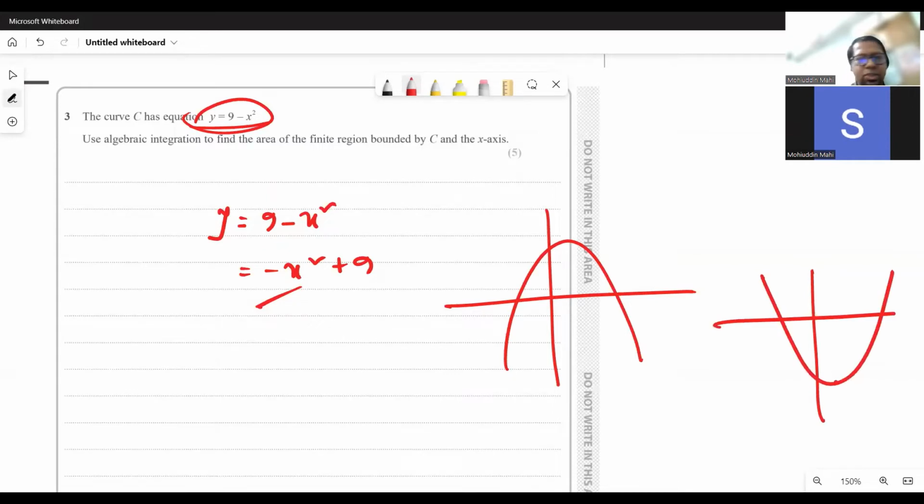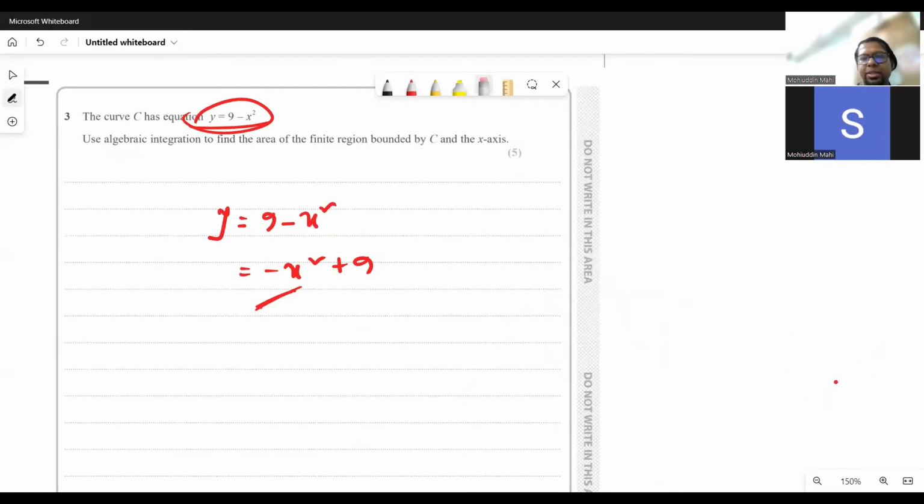We know about it. As the sign of the x squared is negative here, the graph will have a maximum value. And the y-intercept is plus 9. So the shape is going to be like this. 0, 9, that's the y-intercept.